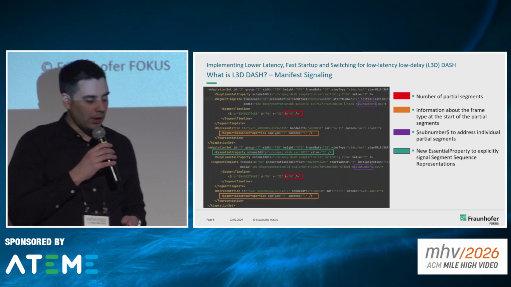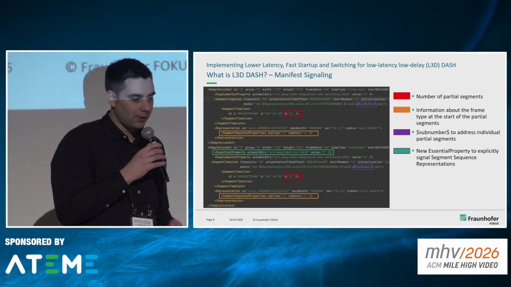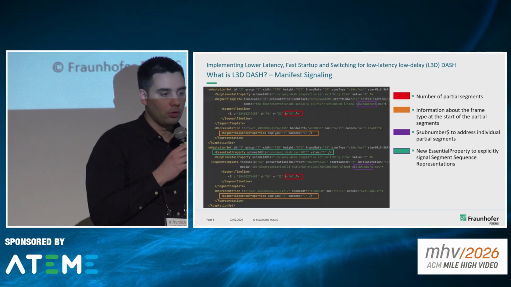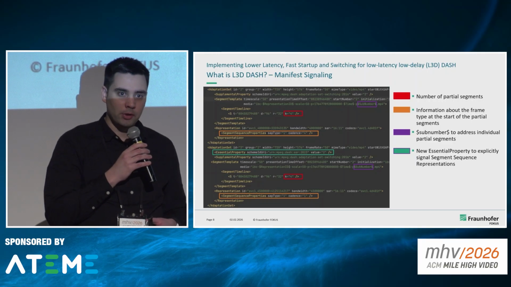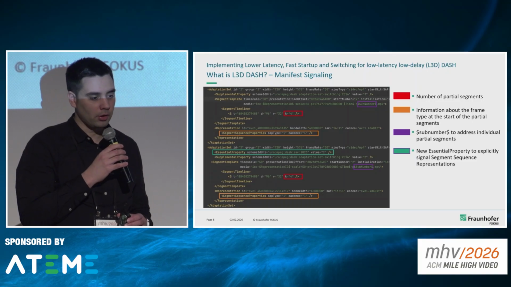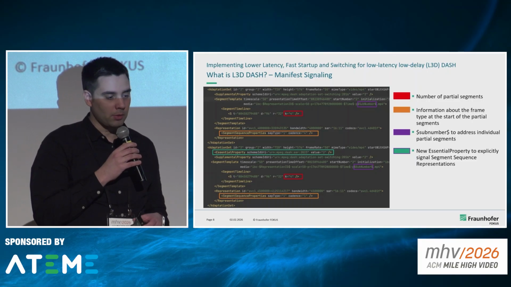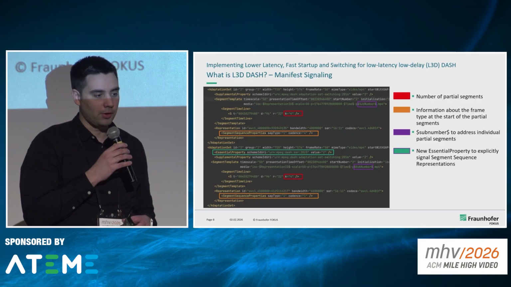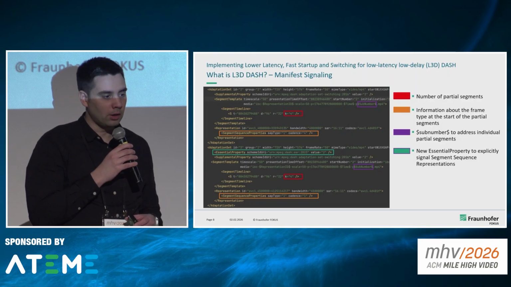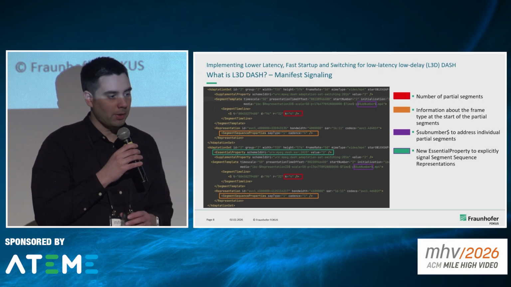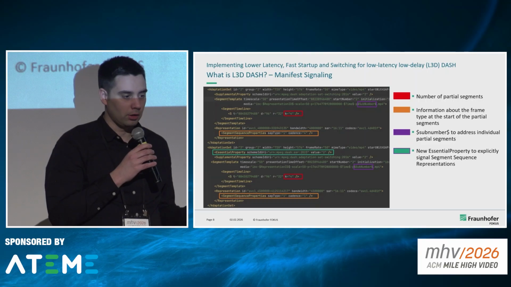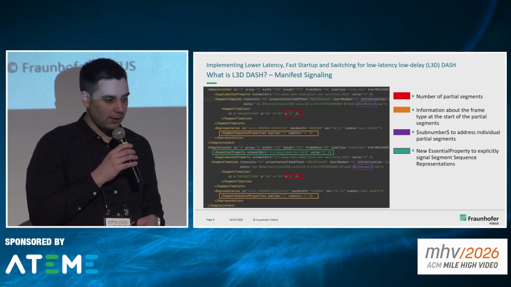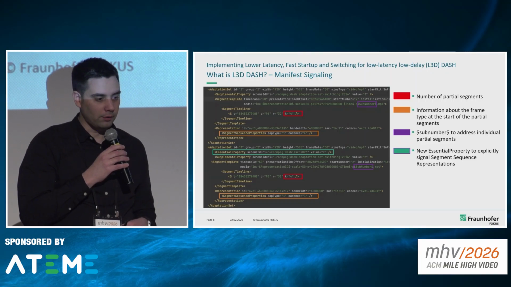So for those of you who like reading MPDs, these are some of the attributes that we need to add to the MPD to support LCD DASH. There's the concept of subnumbers now to individually address the partial segments. This is what's marked in the purple box. And then we also need to signal the number of partial segments. So we have this k attribute now on segment timeline level, which can also be specified on segment template level, that basically tells us how many partial segments are included in a full segment. So in this case, it's 4 for each of the full segments.